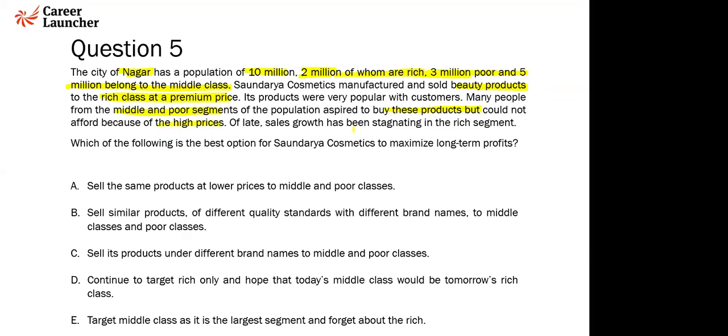Of late, sales growth has been stagnating in the rich segment. Which of the following is the best option for Saundarya Cosmetics to maximize long-term profit? Now, this is very clearly telling you what my criteria is: maximization of long-term profit. So the decision criteria is that I need to maximize my long-term profit.